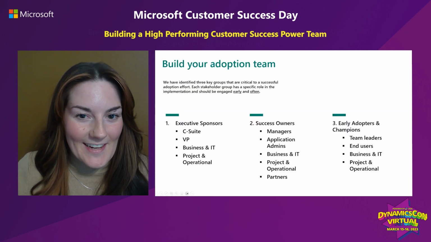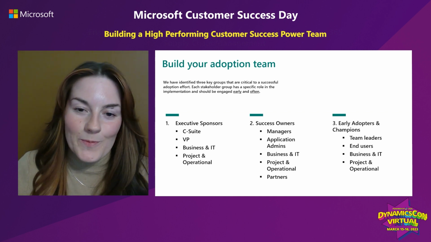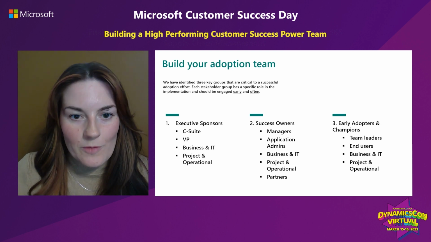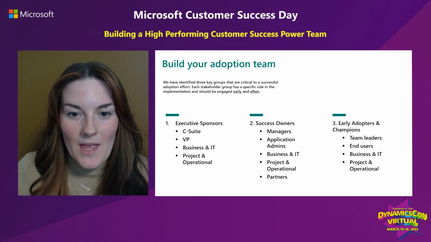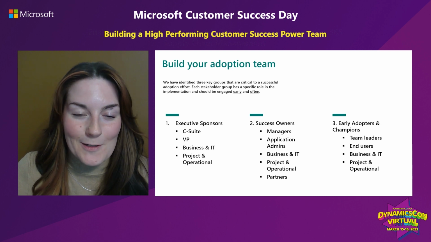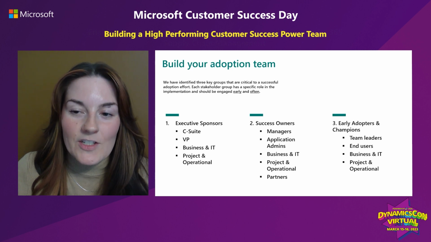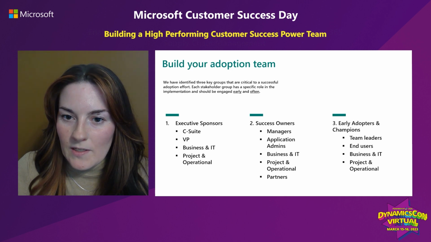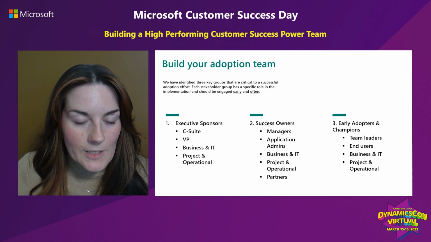The first step we're going to take is building your adoption team. There are 3 key stakeholder groups that are critical to a successful adoption effort. These stakeholders should be engaged early and often. First, executive sponsors. I would argue that executive sponsors will make or break a successful launch and adoption of a technology. These sponsors should be C-suite or VP level, and they should have the ability to influence strategic initiatives. They should also be willing to serve as an advocate for the vision and strategy of an application or technology.